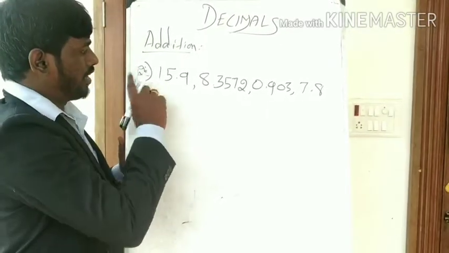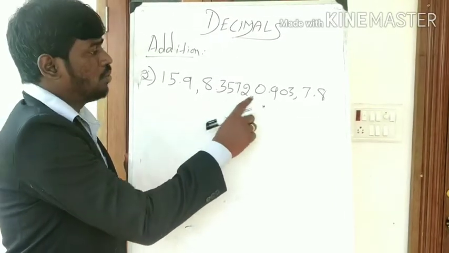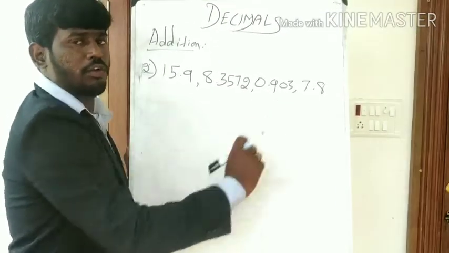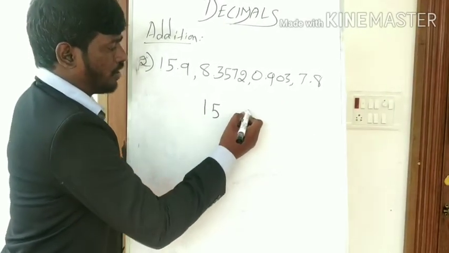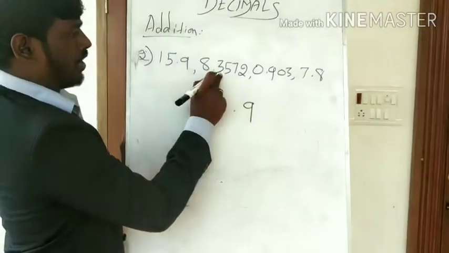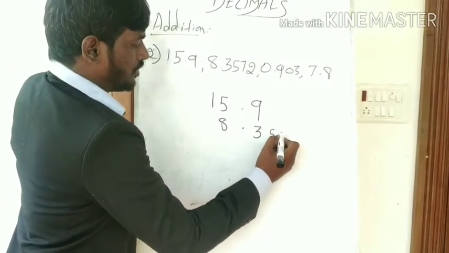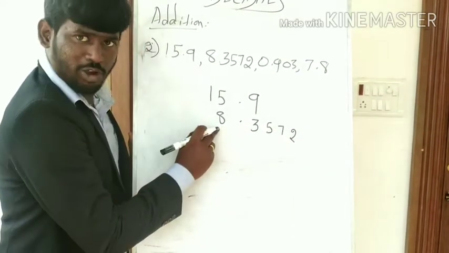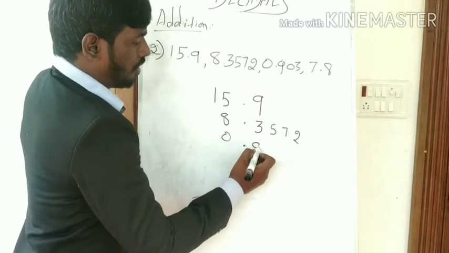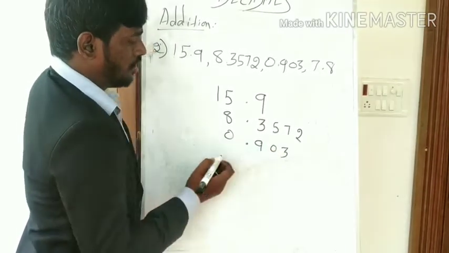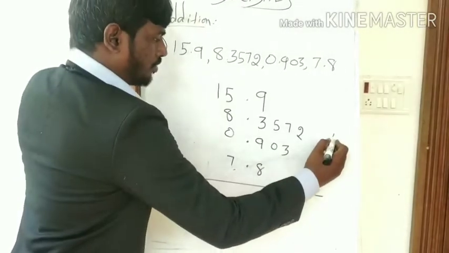Next I am going to teach the same model. The second question will be 15.9, 8.3572, 0.903, 7.8. Now listen here. 15.9. Second number will be 8.3572. Follow the place value correctly. Then 0.903. Then 7.8.